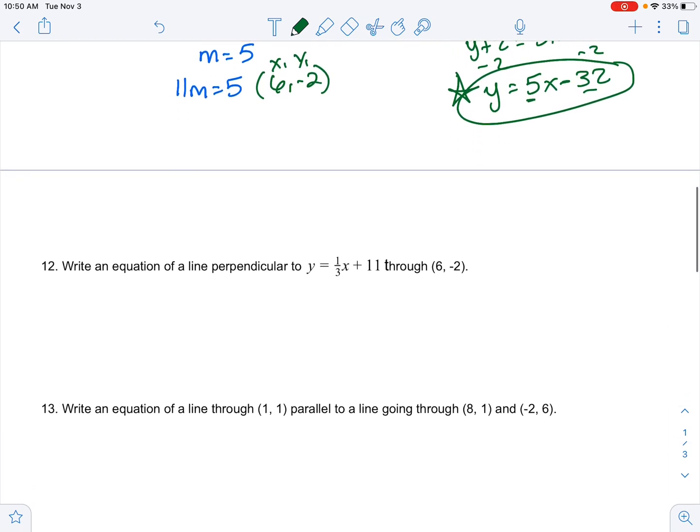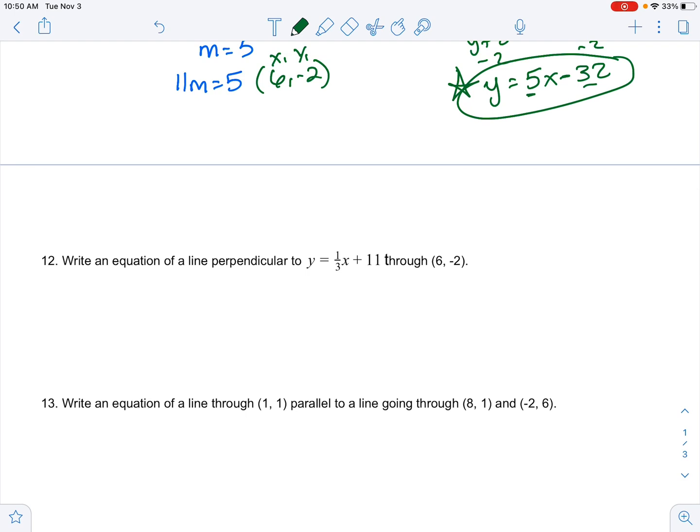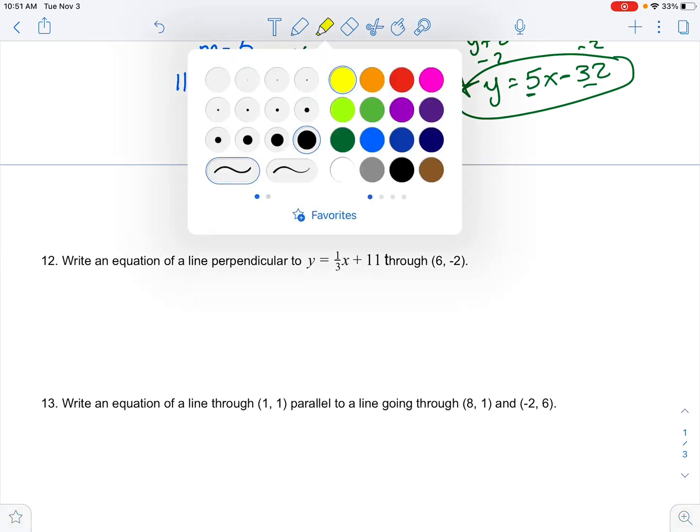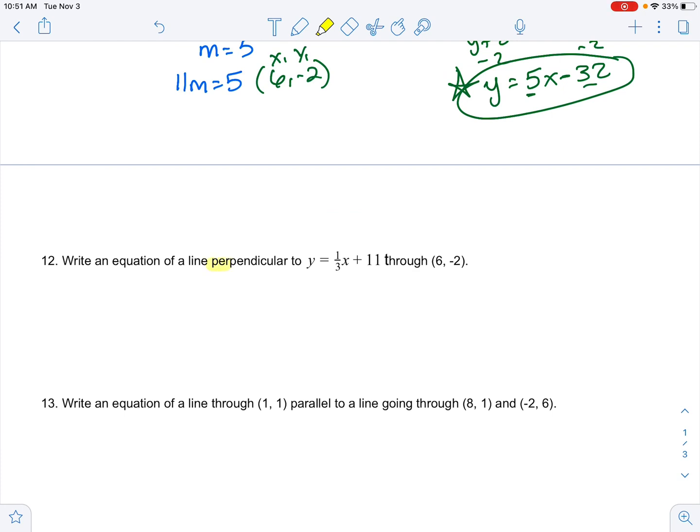Okay, let's do one that's perpendicular. So number 12. I know the numbering's funky on this paper. Okay, write an equation of a line perpendicular to y equals 1/3 x plus 11 through the point (6, -2). All right, so perpendicular. The first thing I'm going to do is highlight it. I need to remember that it's perpendicular. Okay, the next thing I need to do, what is the slope of the equation it gives me? The slope of the equation it gives me is the number in front of x, which is 1/3.